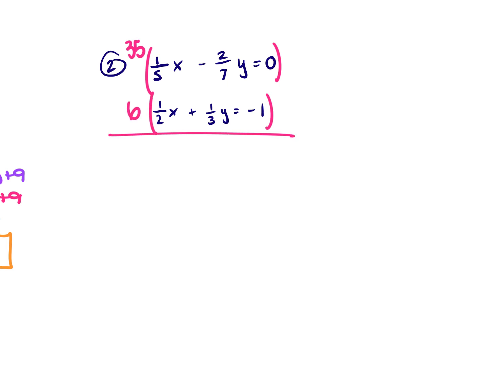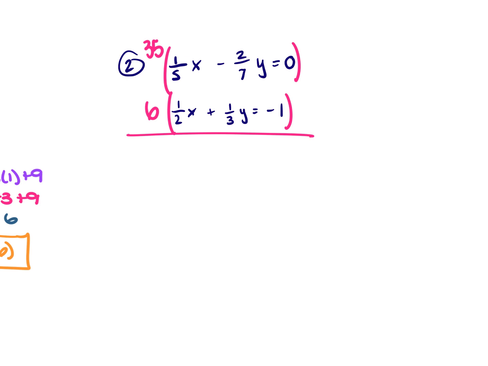So that 35 times 1/5, or 35 divided by 5, gives you 7x. The 35 times -2/7 is going to become 5 times negative 2, which is negative 10y, is equal to 35 times 0. That's still 0. On the bottom, 6 divided by 2, or 6 times 1/2 is 3x. 6 times 1/3 y gives us 2y. And 6 times negative 1 is negative 6. Now, easiest way to get rid of one of your variables here is to work with the y.